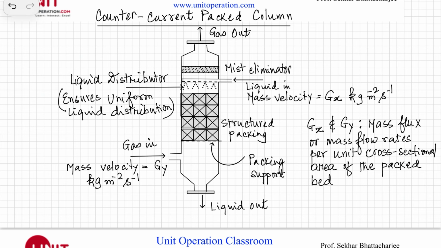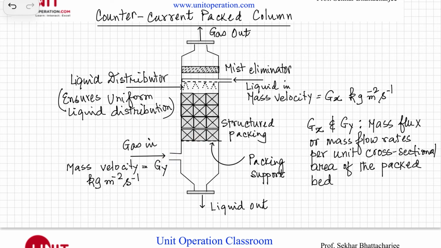So this is a countercurrent packed column, and here the liquid enters from the top. And there is a liquid distributor here, which ensures uniform liquid distribution over the packing. So the liquid just falls on this packing, and the gas comes in from the bottom here. Gas enters below the packing and flows upward through the void spaces. And of course, as you can see, the gas and the liquid flow in opposite directions.